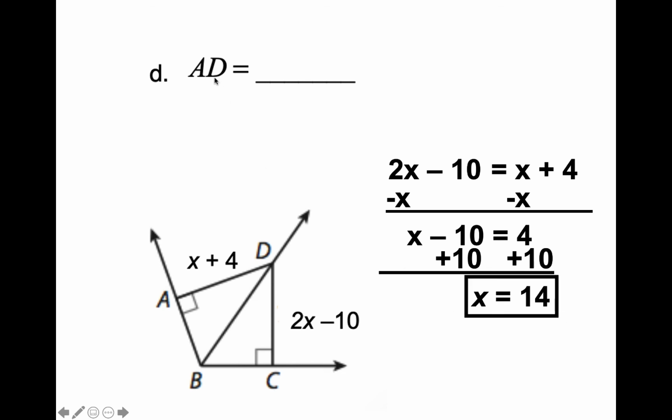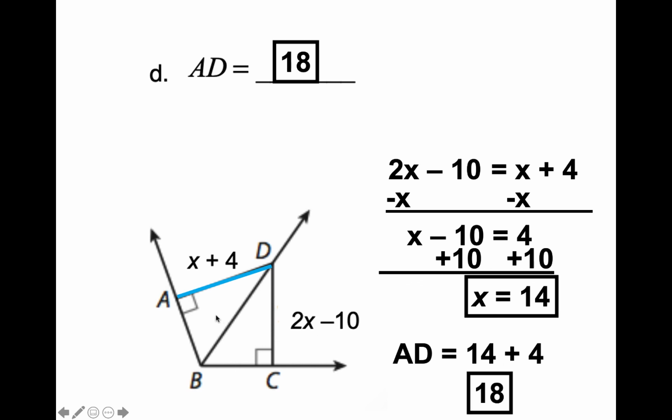Notice it's not asking what x is. It's asking for the length from A to D. So I would find AD by plugging 14 in for x plus 4. And 14 plus 4 is 18. So AD is 18.